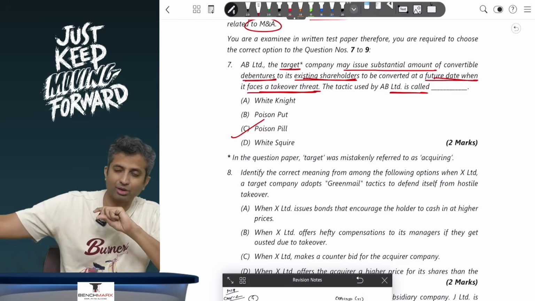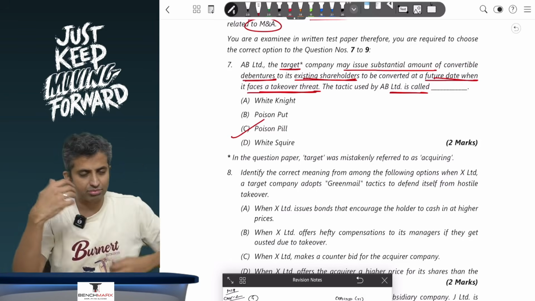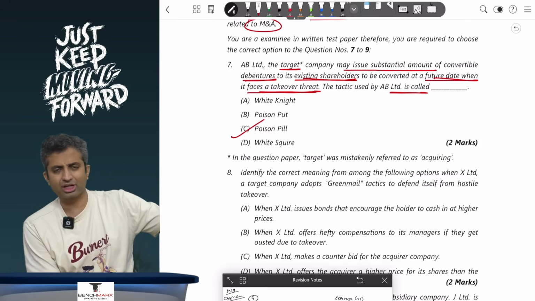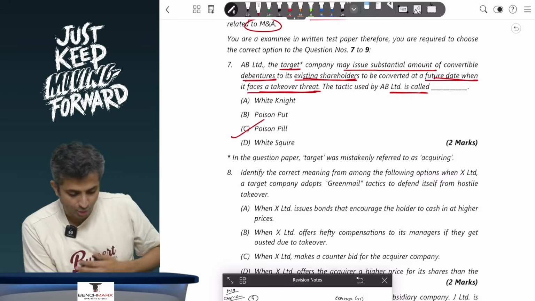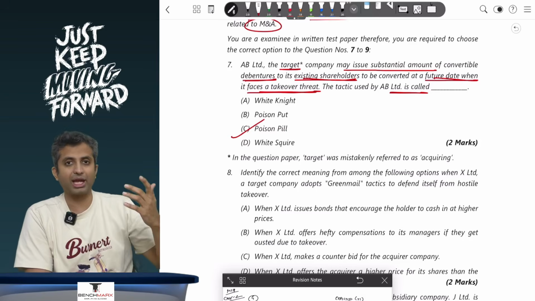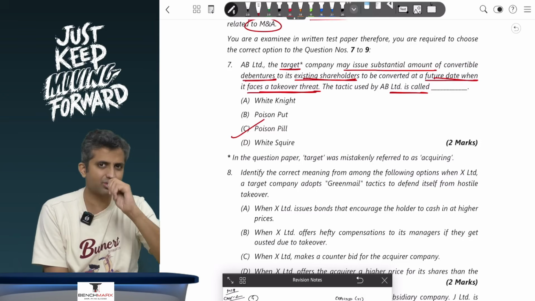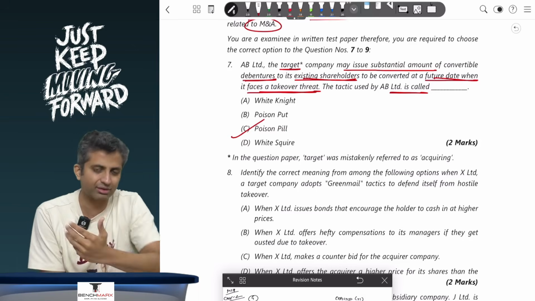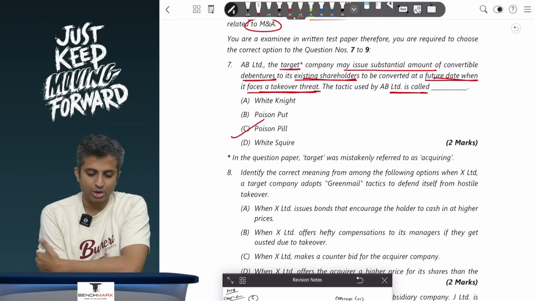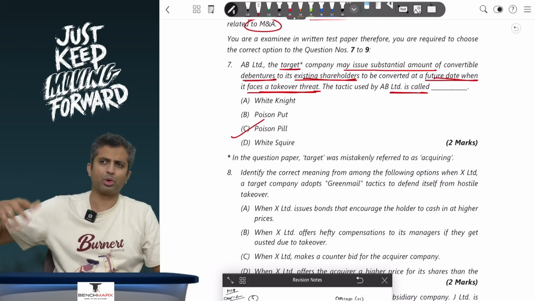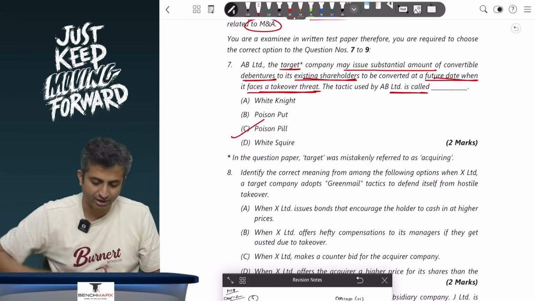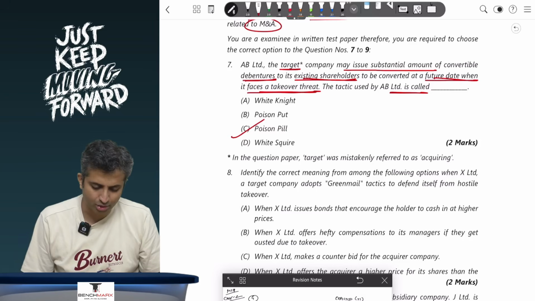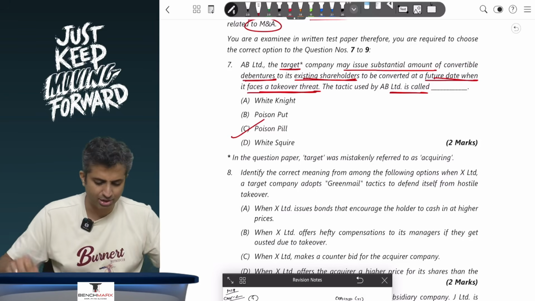White Knight is getting someone else who can acquire, because I don't like the existing acquirer. White Squire is someone who is not really interested in the acquisition, but you get them, and the management will then continue and they will just act like a sleeping partner. And over here, poison put is where you will put, that is sell, certain of your core items, like the crown jewel strategy, similar to that.